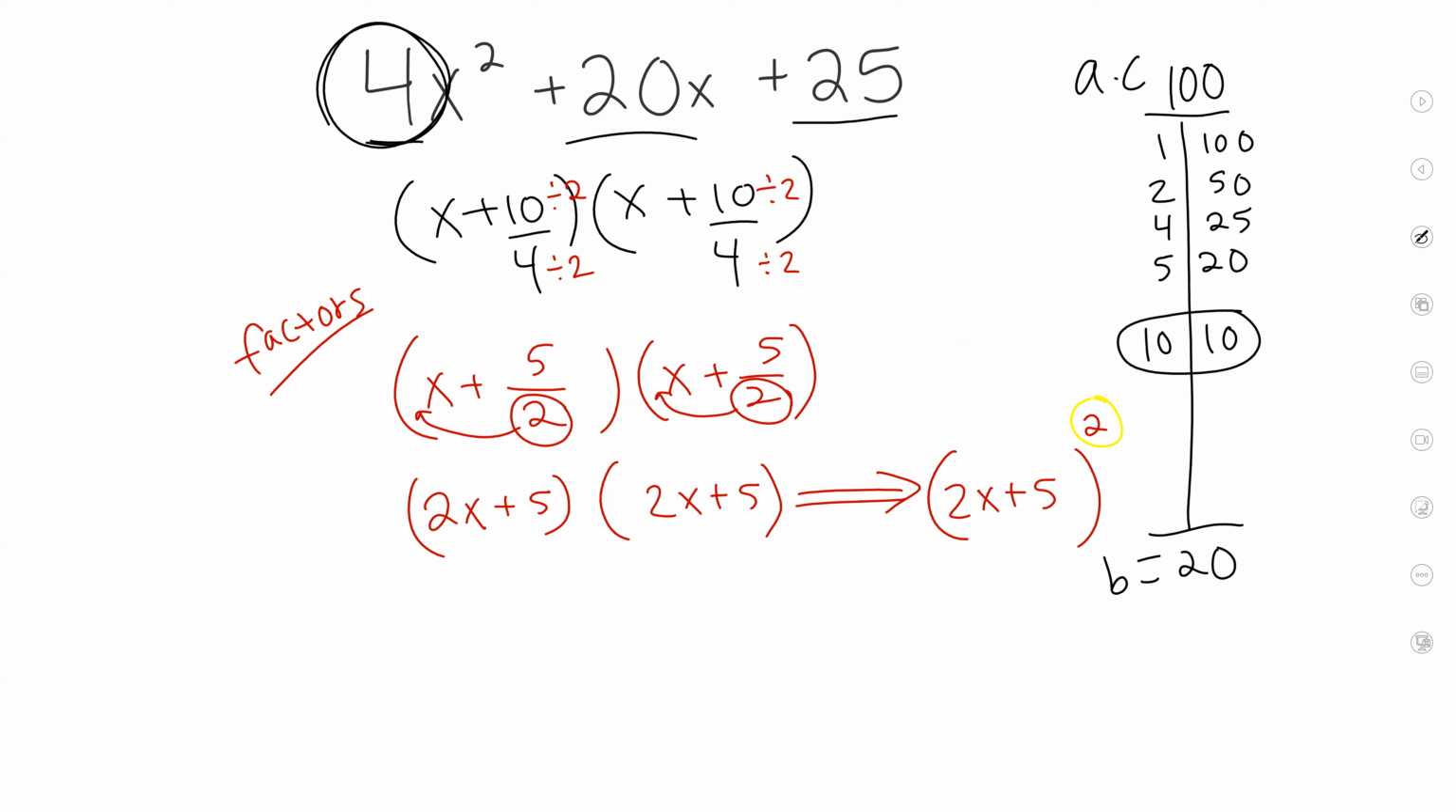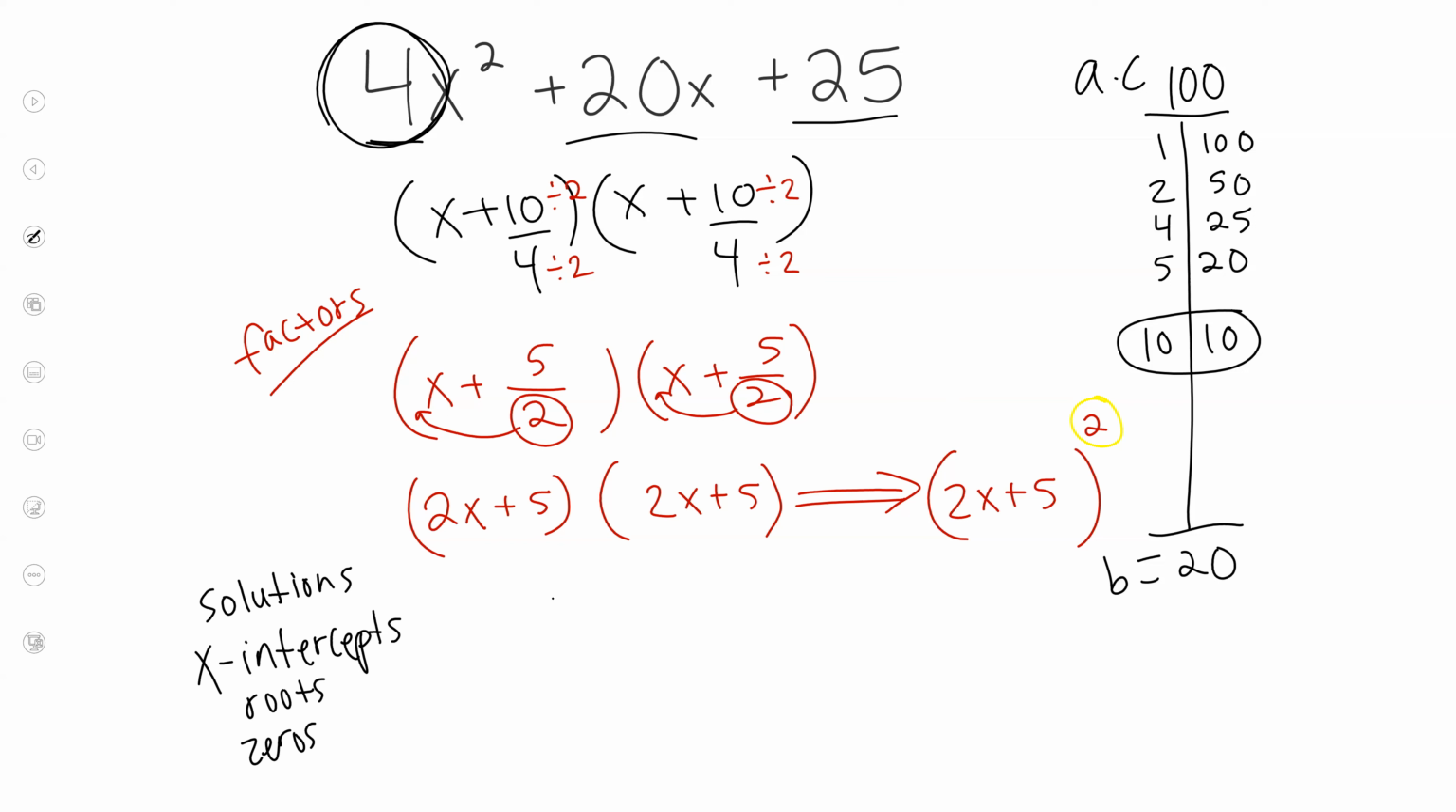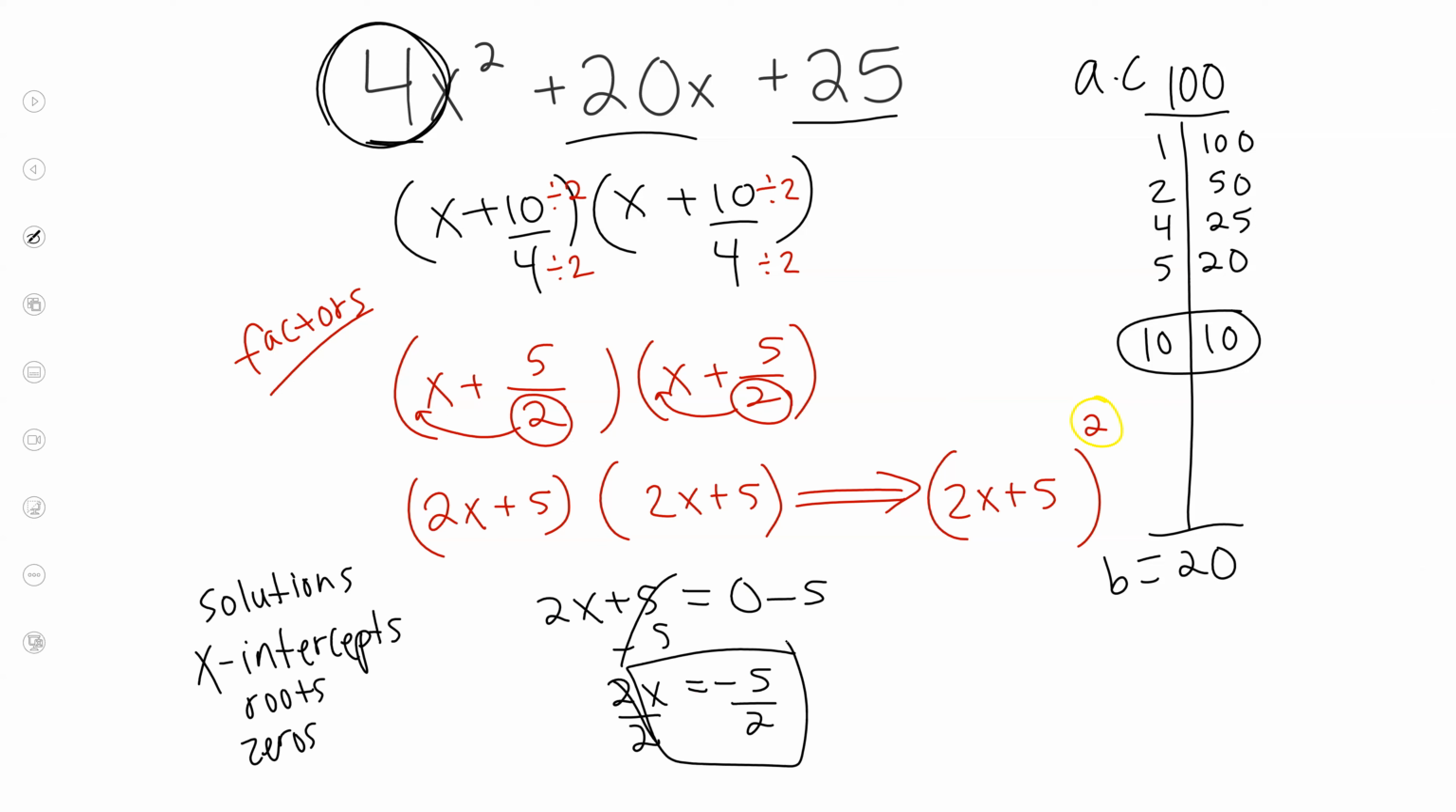Now, if you want to solve for your solutions, I'll call it x-intercepts this time. Remember, these words are interchangeable. Solutions, x-intercepts, roots, zeros, it means the same thing. Okay, so set this equal to 0 and solve. So subtract 5, you get 2x equals negative 5 and divide by 2. So that is your solution.